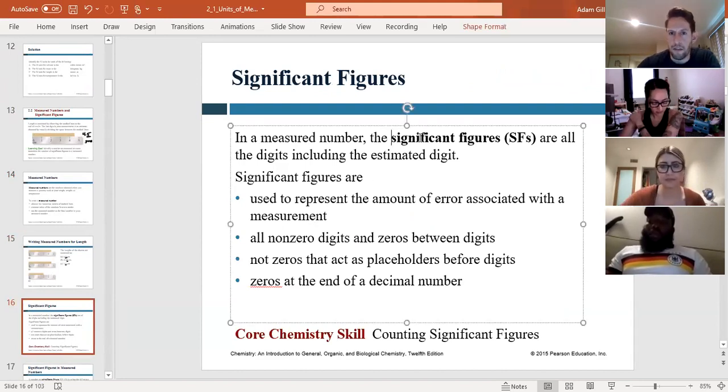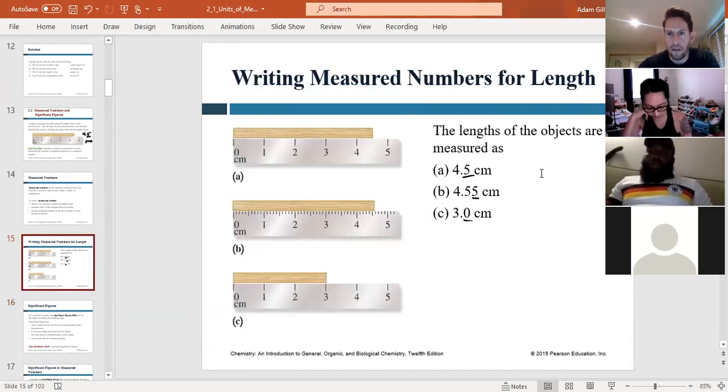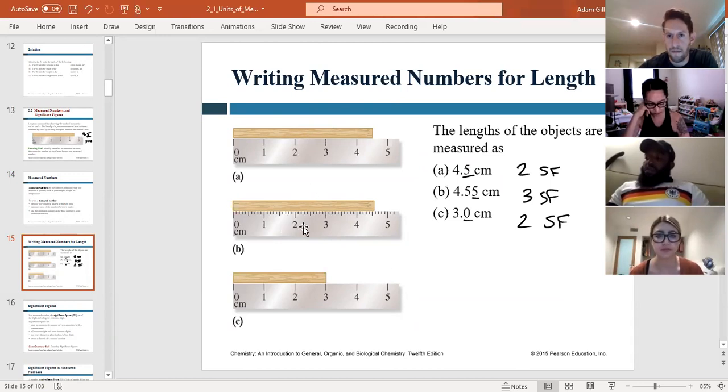So significant figures refers to the number of digits that are important, okay? And so here you had 2 significant figures, here you had 3 significant figures, and here you had 2 significant figures, okay? Now, in the middle example, the reason why we have 3 significant figures is because we have more tick marks, so we can be more accurate with the measurement. Saying 4.55 is more accurate than saying just 4.5. So the number of digits in an answer correlates to how accurate your measurement is. And so it's important to keep track of how many digits you have in an answer.